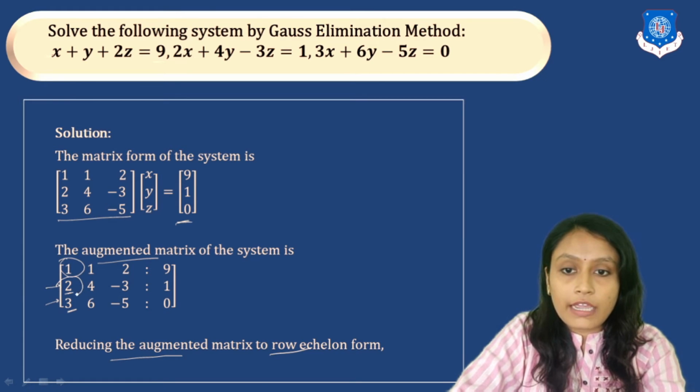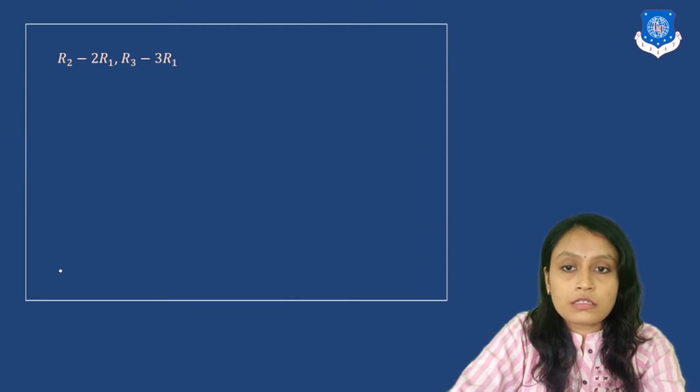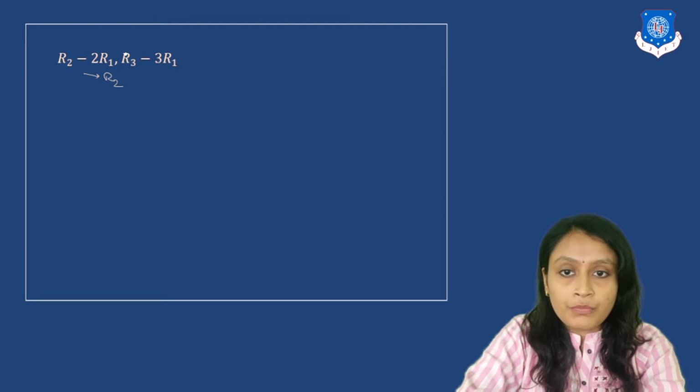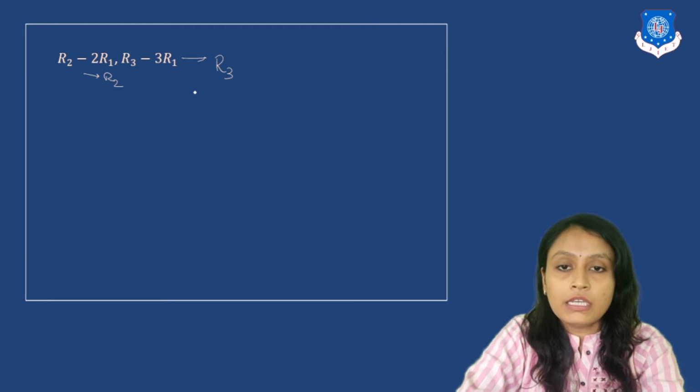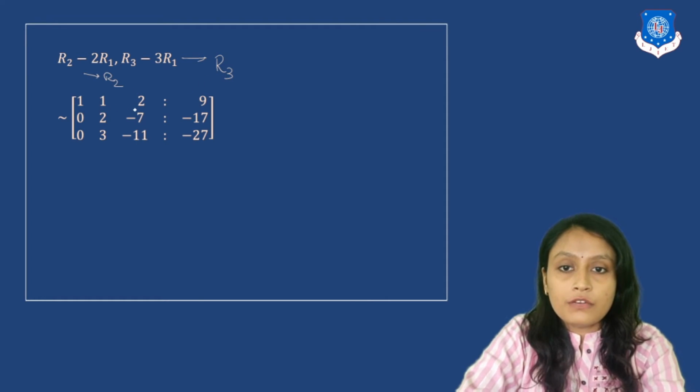Now here we have 2 in the second row, so we will write R2 minus 2R1 and make the changes in R2. To make the third row 0, we will write R3 minus 3R1 and make the changes in R3. So you will get 1 1 2 9, 0 2 minus 7 minus 17, 0 3 minus 11 and minus 27. Now here we have zeros.